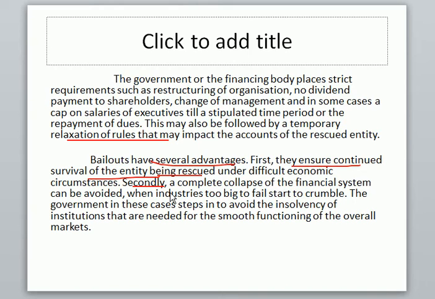Secondly, a complete collapse of the financial system can be avoided. If it is a very big company, then a complete collapse will happen to the total financial environment of the country also. When an industry is too big to fail, too big to crumble, this is a quote generally. The government in these cases steps in to avoid the insolvency of the institution. Of course, the same bankruptcy problem should not come again. So the government will take a lot of measures, steps and initiatives so that such an insolvency problem should not arise again. And whatever is required for the smooth functioning of the overall market will also be looked after by the government.